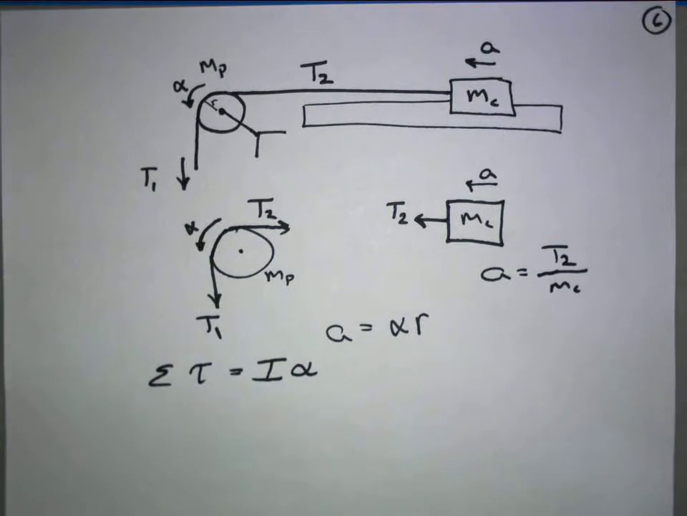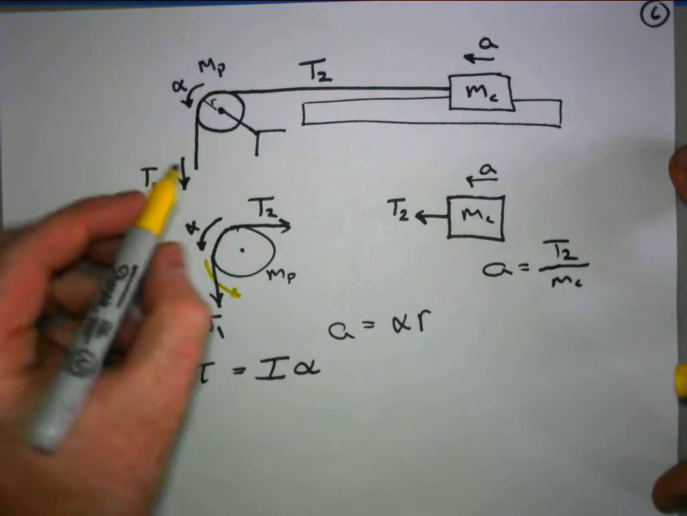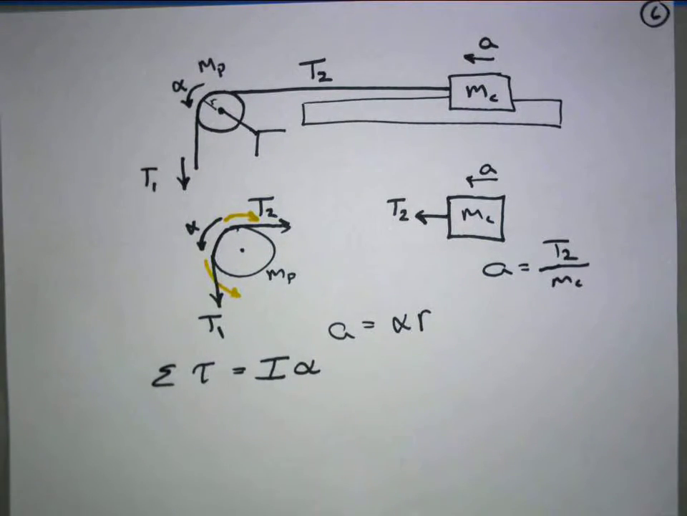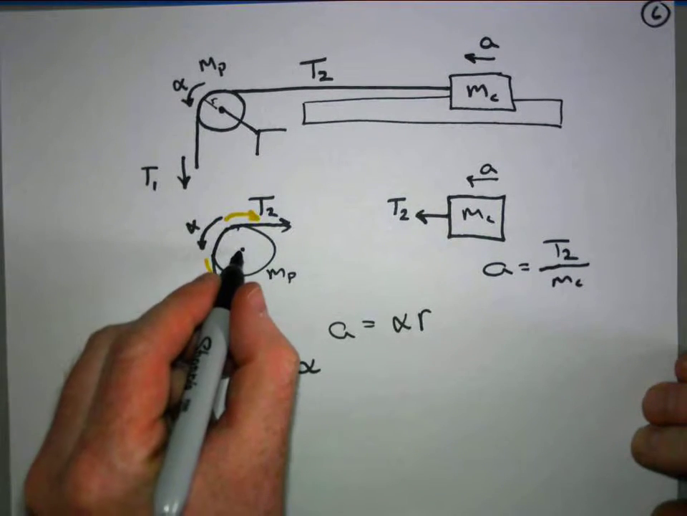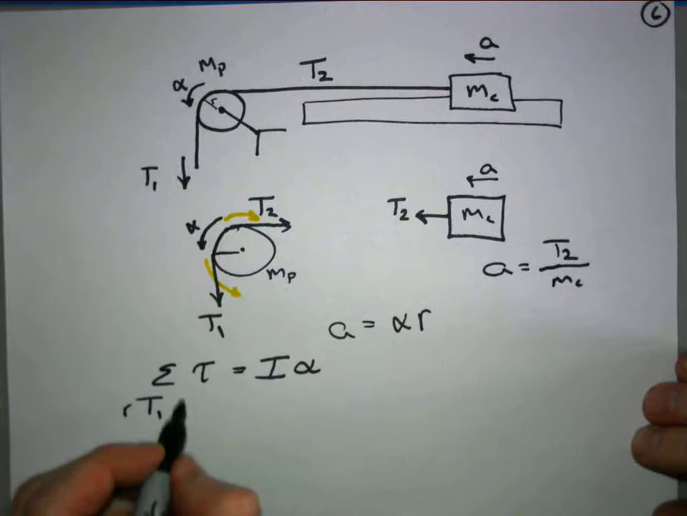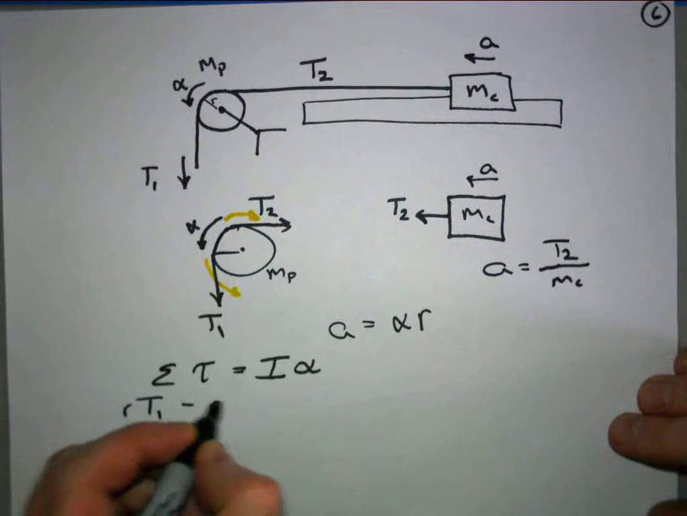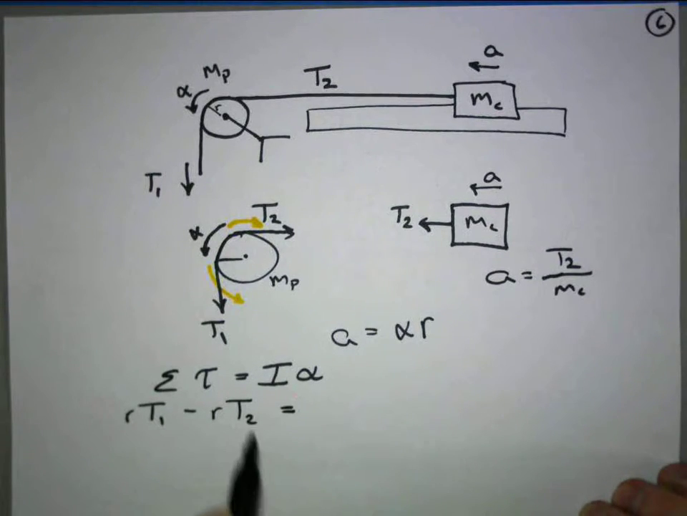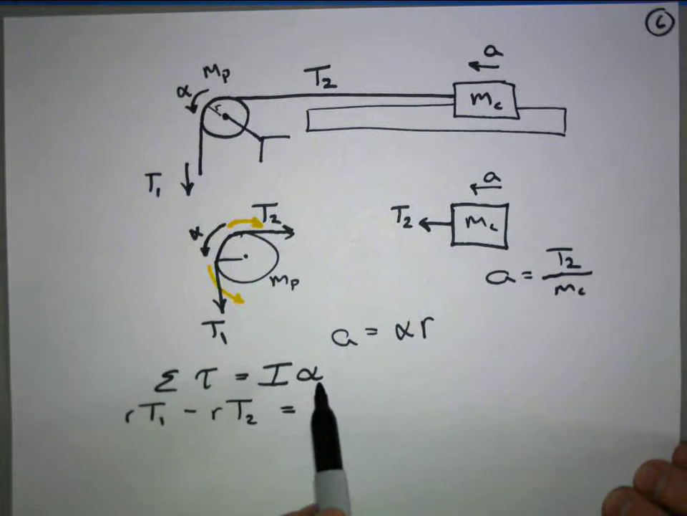Well, those torques are T1 times radius, which is counterclockwise, right? So there will tend to be this counterclockwise torque that way. And there's also this clockwise torque this way caused by T2. So I can write those in, and T1 times radius, remember here's the radius, there's a radius times force, and I'm going to recognize that this is going to be a negative torque, same radius times T2, and there's my sum of torques. Well, it's moment of inertia times angular acceleration.